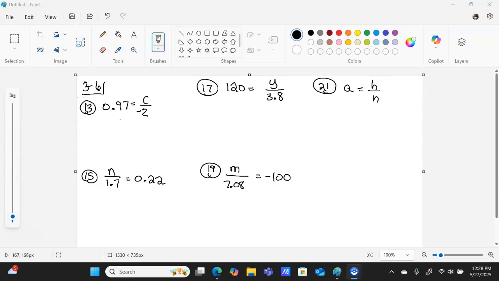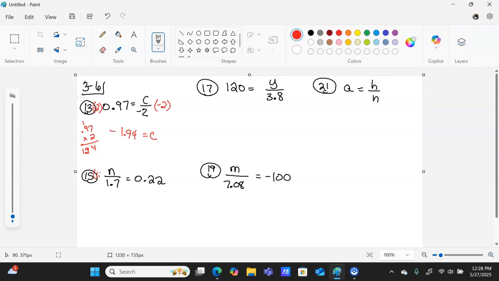Continuing on in number 13, we have c divided by negative 2 equals 0.97. So we're going to need to multiply both sides by negative 2. Because right now c is divided by negative 2. So we have 0.97 times negative 2. Again, I know my answer is going to be negative. So 14, carry the 1, 18 plus 1 is 19, and I need 2 decimal places. So we get 1.94 as our answer for C.